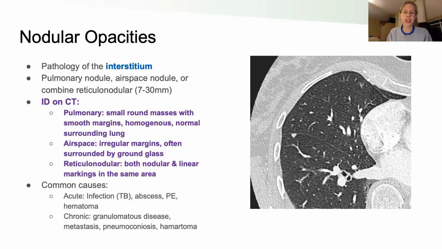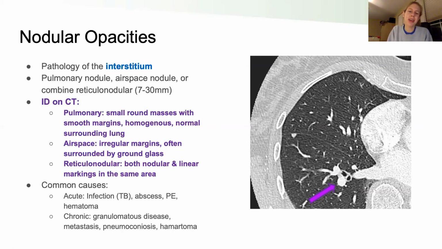Next up are nodular opacities. In my opinion, nodules are kind of the radiology version of idiopathic, not quite sure. This is typically a pathology of the interstitium, but it can also be of the airspace. Basically, it's just some collection of something that we're not quite sure what it is, and it's of a certain size, so we can define it. On CT scan, we're looking for basically small round masses. Sometimes they're smooth if they're in the pulmonary space. Sometimes they're a little irregular if they're in the air spaces. It's basically just something round that we don't know what it is.